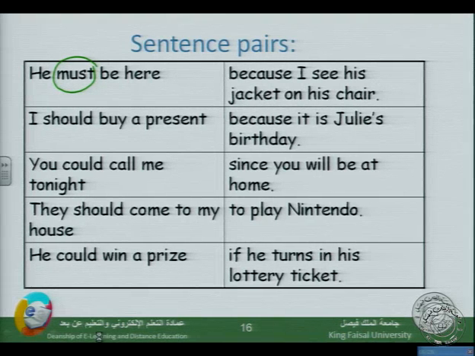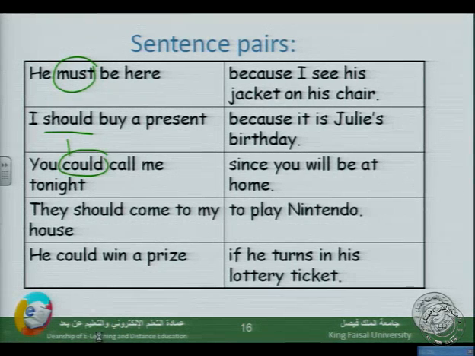I should buy a present because it is Julie's birthday. Notice, I should buy a present because it's Julie's birthday. Here, should is just to give a suggestion. Okay? Or kind of advice. Because Julie is her friend or his friend, he or she should buy a present. You could call me tonight since you will be at home.